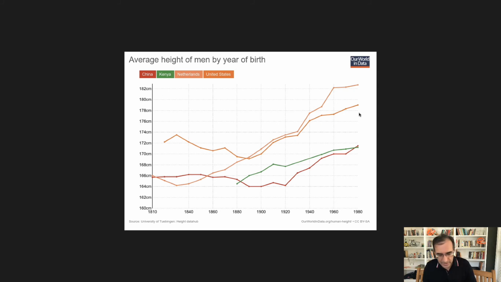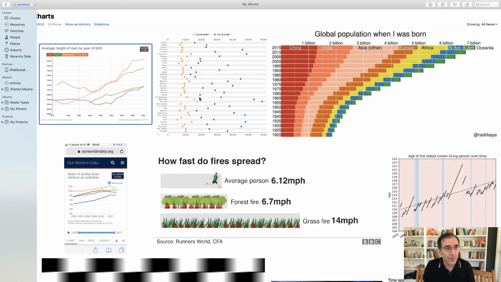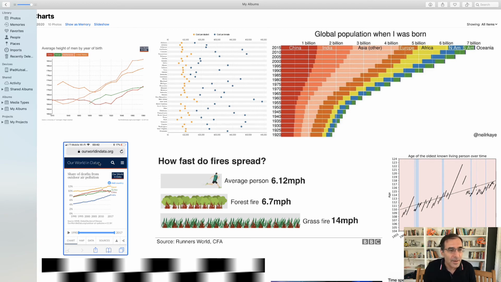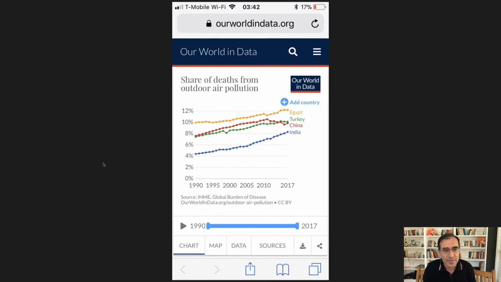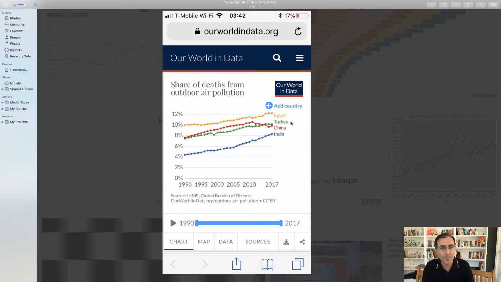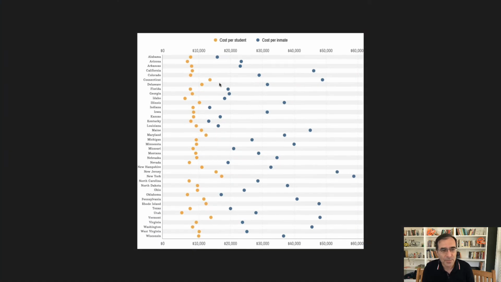Actually, I have one example from the same Our World in Data, and you get this version. Here's an example. It says share of deaths from outdoor air pollution, and you can immediately see here's China, here's India, and Turkey is there, Egypt. So you immediately see where they stand. So reduce eye travel. That's really important.